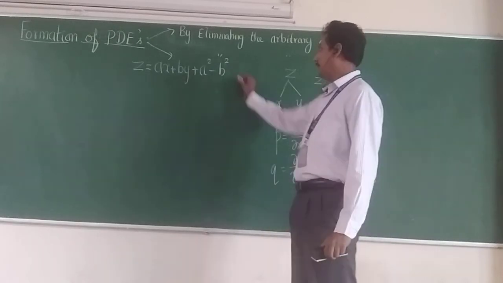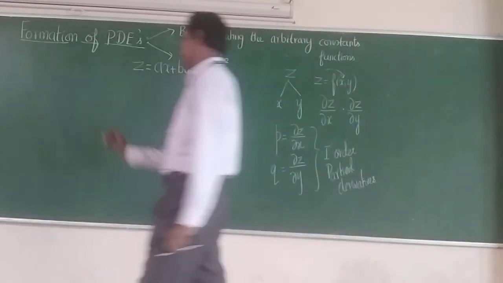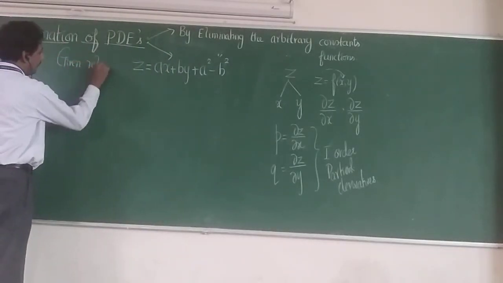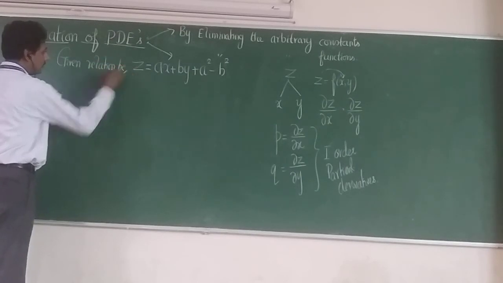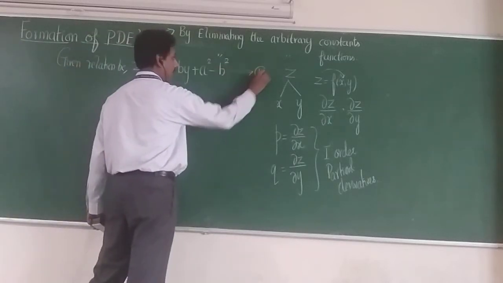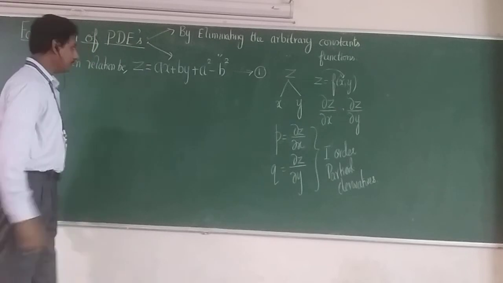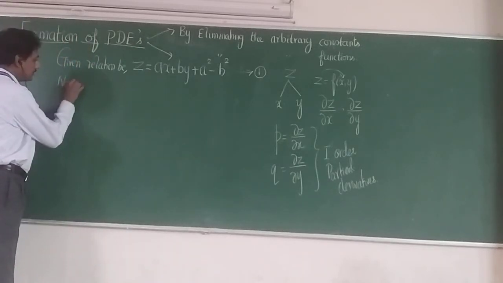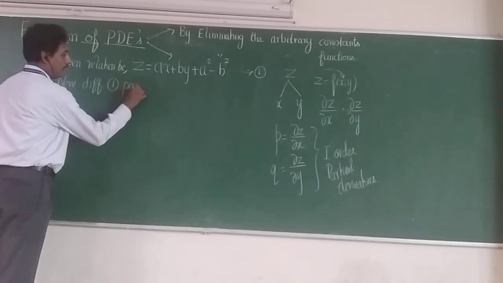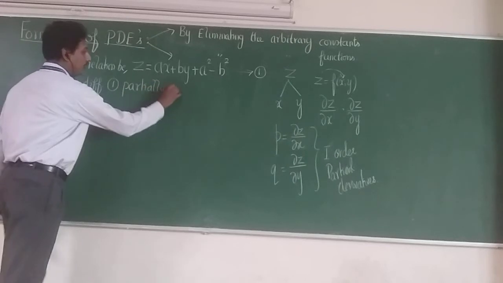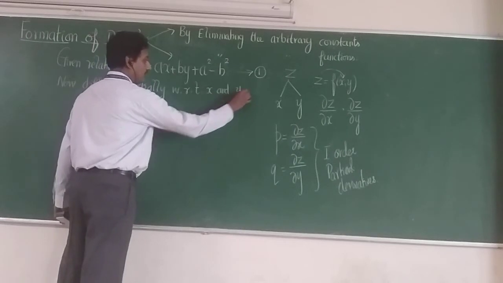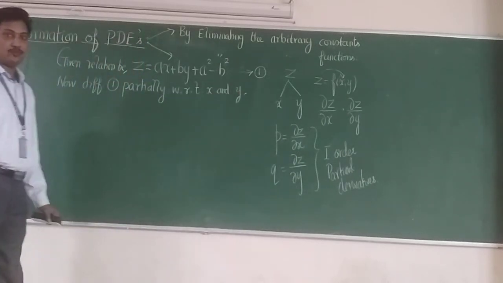Let us assume that this is the given relation. So how to solve this? Given the relation z is equal to ax plus by plus a squared minus b squared. This is my equation number 1. Got it? Now I am going to eliminate the arbitrary constants. So now differentiate equation number 1 partially with respect to x and y, because z is the function of x and y. We only differentiate with respect to the independent variables x and y.